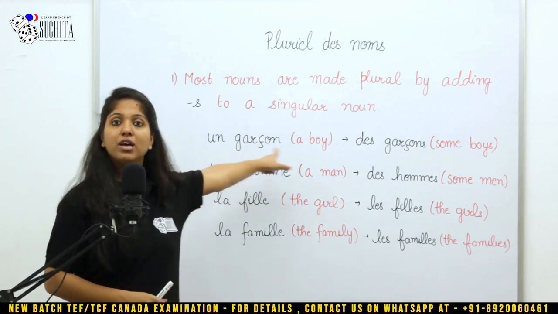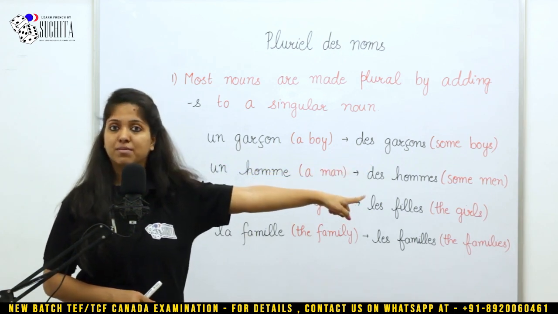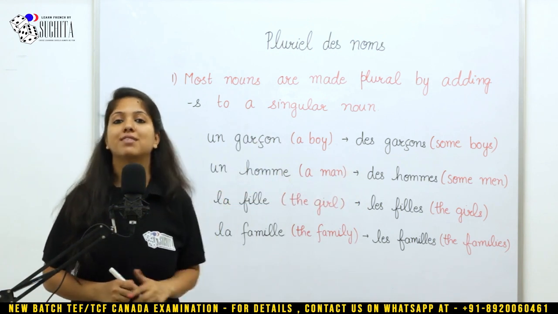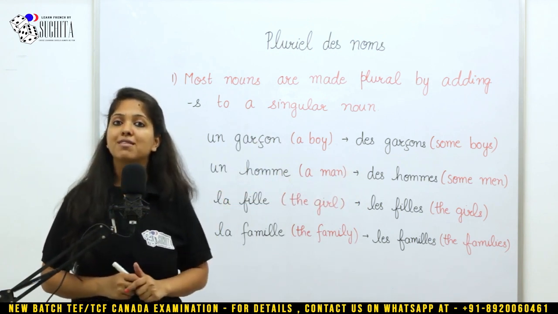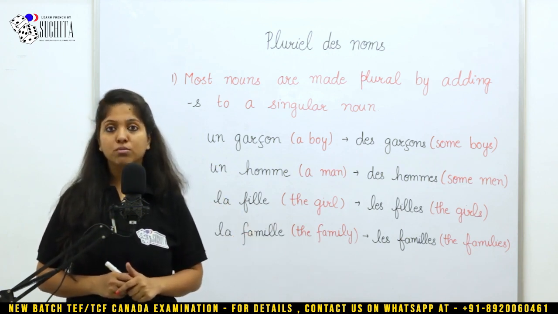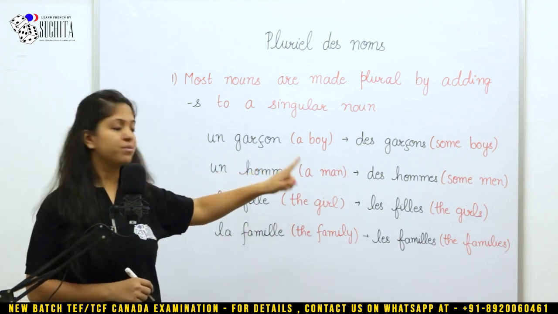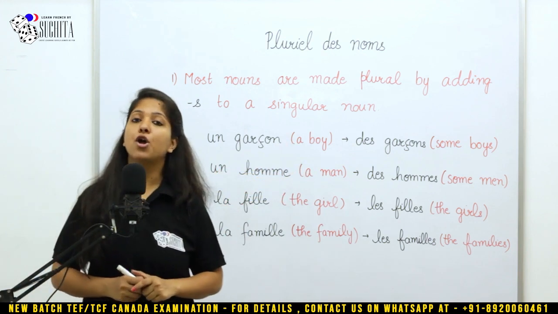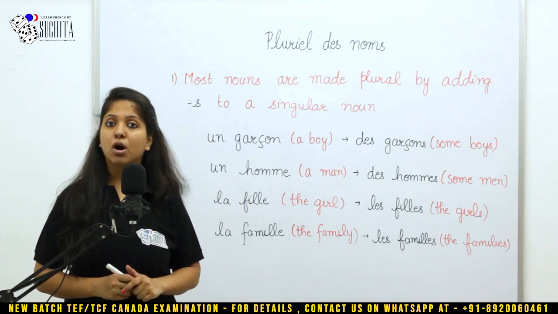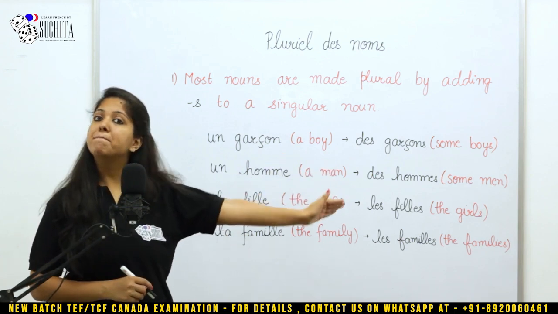Even this is garçon, even that is garçon. So, you do not pronounce the last consonant, which is S. Okay. So, you make plural by adding an S, but you do not pronounce that S. So, the singular form will be pronounced as un garçon, and the plural form would be des garçons. You do not pronounce the last S. A boy, some boys. Un homme, which means a man. The plural would be des hommes. Homme avec S. A man, some men.